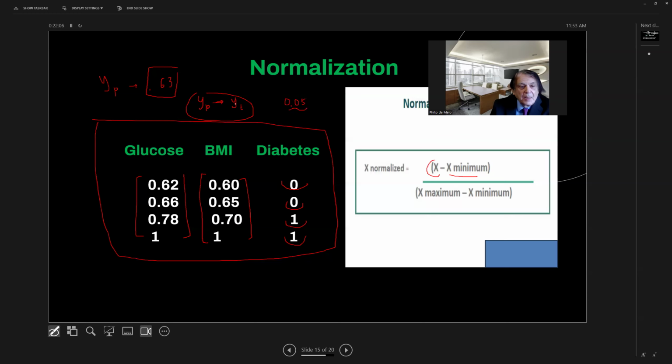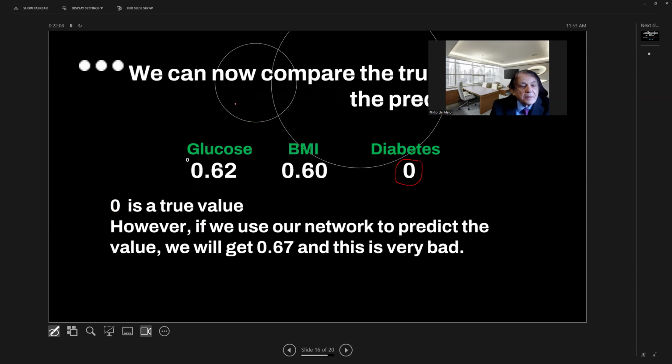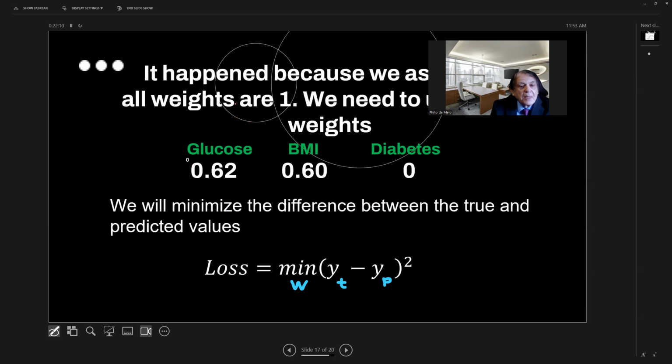All right. So what happens? We need to minimize y true minus y predicted, in the second degree. Why is it like that? Why is it important? Because students often ask this question: why do we not just minimize y true minus y predicted?